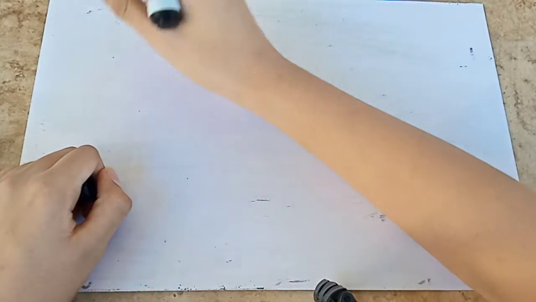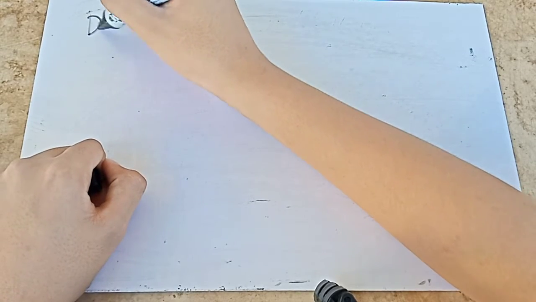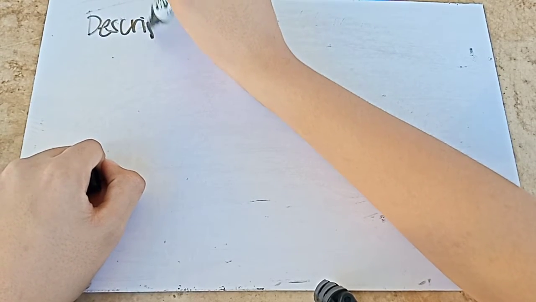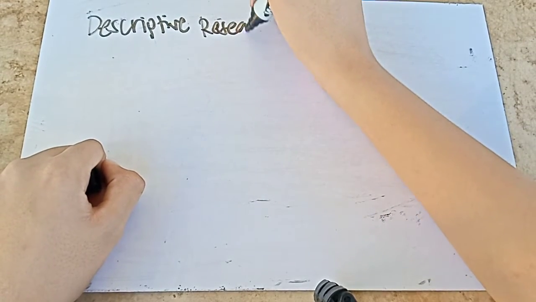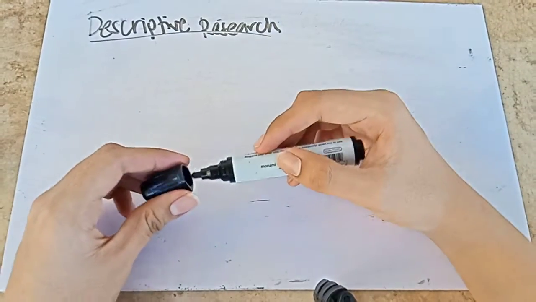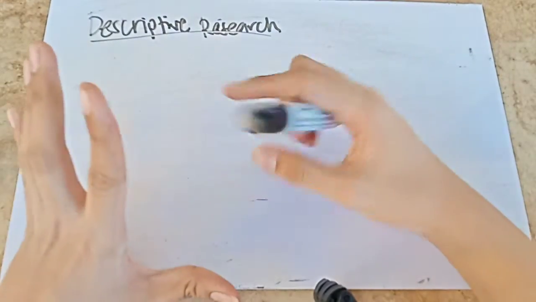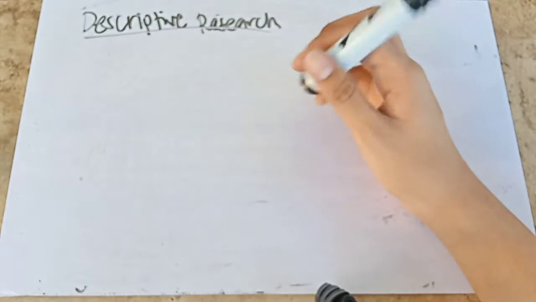Okay, next is the next type of research according to the levels of investigation, the descriptive research. Descriptive research is also one of the main classifications, or one of the examples, of quantitative research.